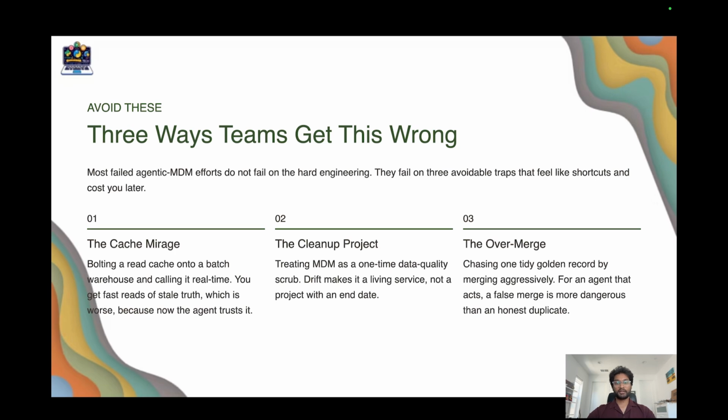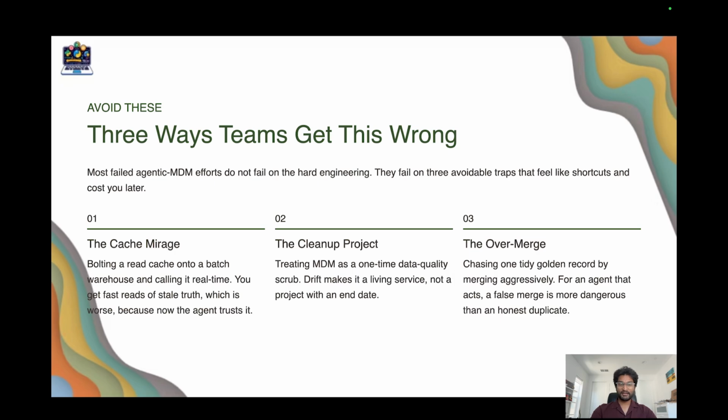Now that we've gone through the presentation, let me give you a roadmap for doing this right. But before that, let me save you some time by naming the 3 ways I most often see teams get it wrong. All 3 feel like reasonable shortcuts. The first is a cache mirage. You put a fast read cache in front of your batch warehouse and you call it real time. But it is not real time. It is fast access to stale truth. And that is actually worse than slow access to stale truth, because now the agent trusts it completely.